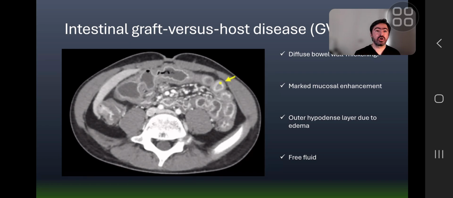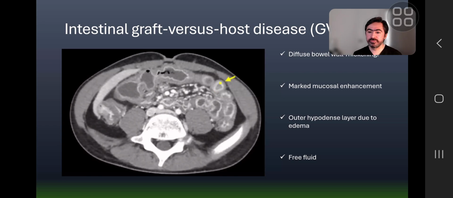This is an example of GVHD, and you can see there is diffuse bowel wall thickening in multiple small bowel loops, and there is abnormal mucosal enhancement, as well as surrounding edema and free fluid. Again, you cannot only diagnose graft versus host disease on imaging, you have to have a clinical picture in mind.